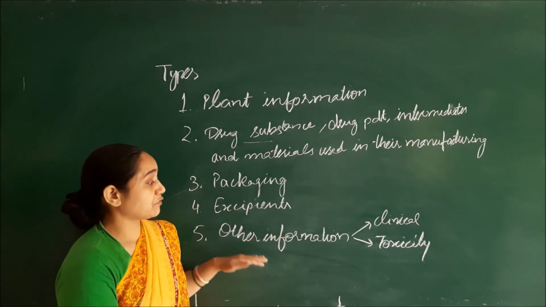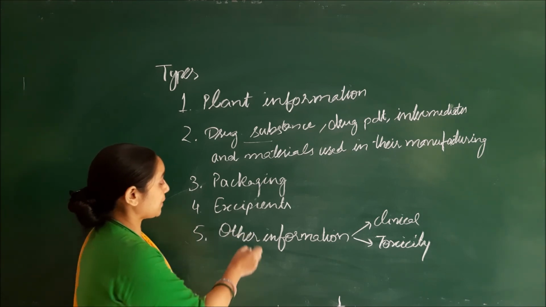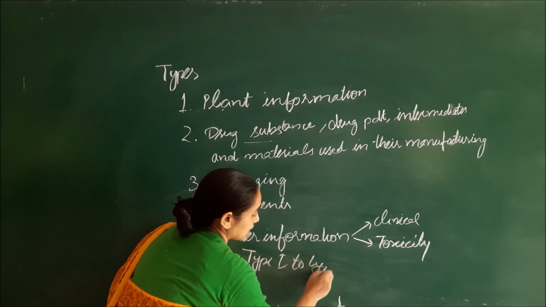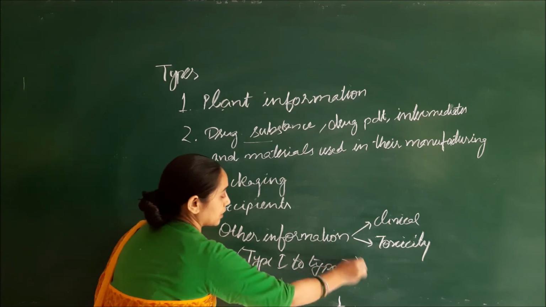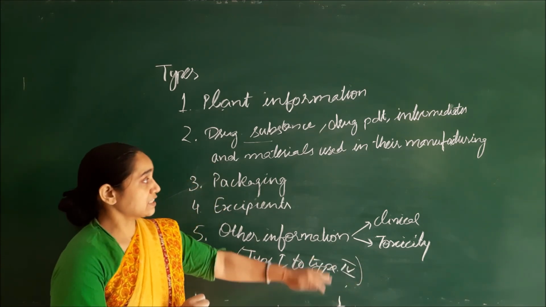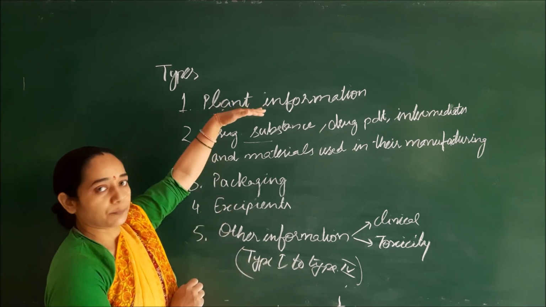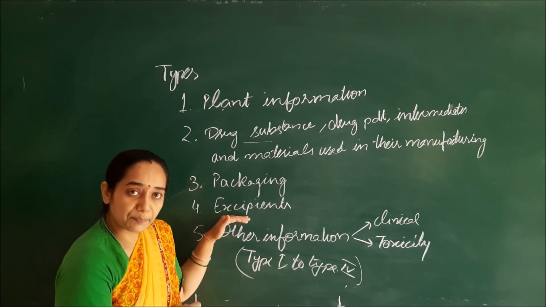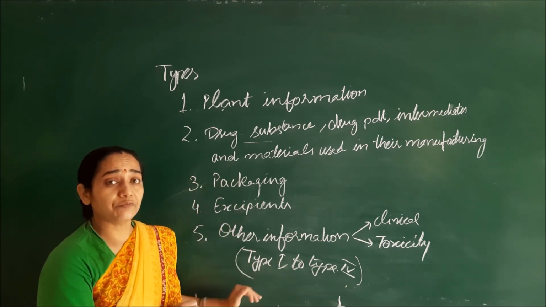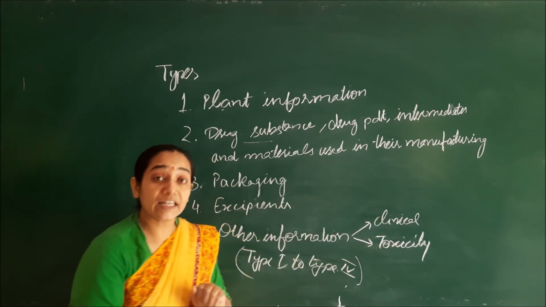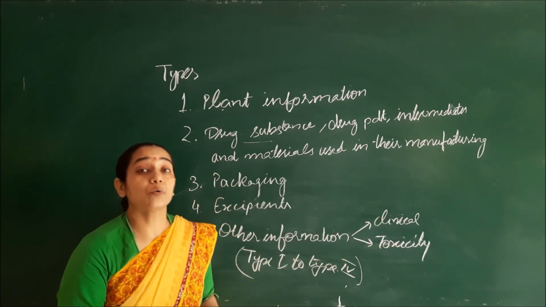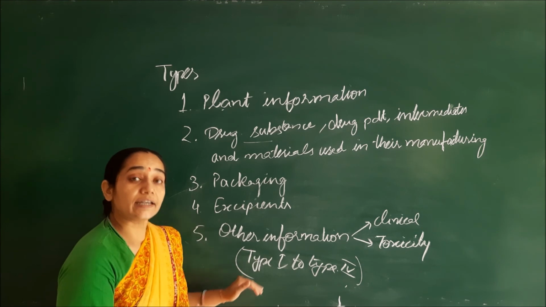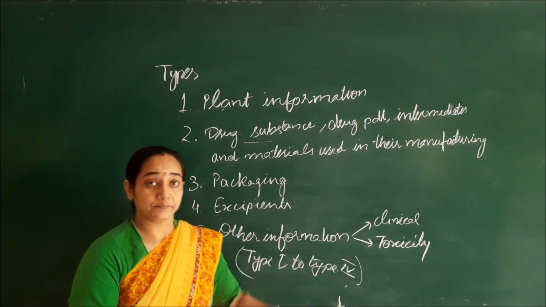Now, the 5th DMF will contain all the information which is not included in type 1 to type 4. Type 1 to type 4 included information about the plant, the drug substance and drug product and intermediates, packaging, and excipients, but they don't contain the information about the clinical studies, nor do they contain the information about the toxicity of the product. So, all this information will be included in the type 5 Drug Master File.